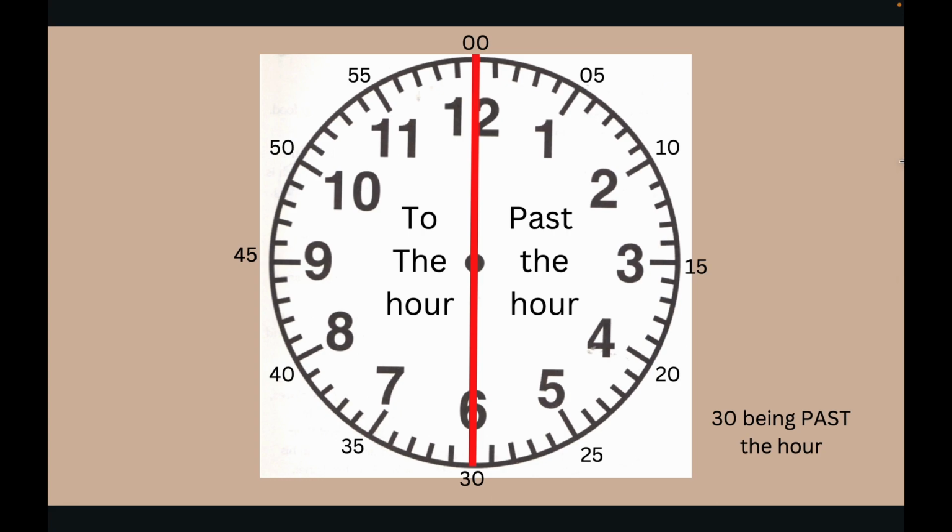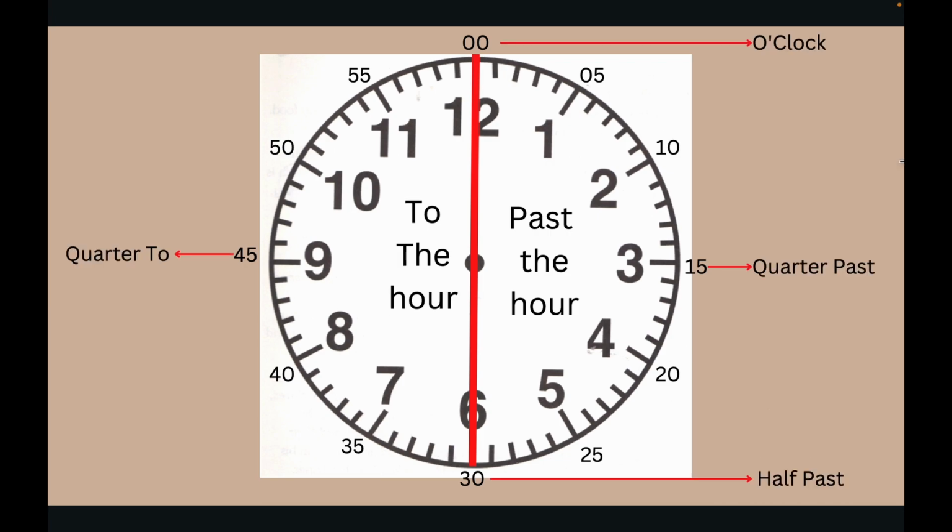So let's split our clock in half. Now in the UK, in Britain, we have the right hand side as past the hour and the left hand side as to the hour. So when the minute hand is going to the right hand side all the way up to the 6, that is past the hour. And then from what would be 31 minutes all the way to 59 minutes, that is to the hour. So in the UK, 30 is past the hour, not to the hour. This might not make sense now, but it will make more sense later in the video.